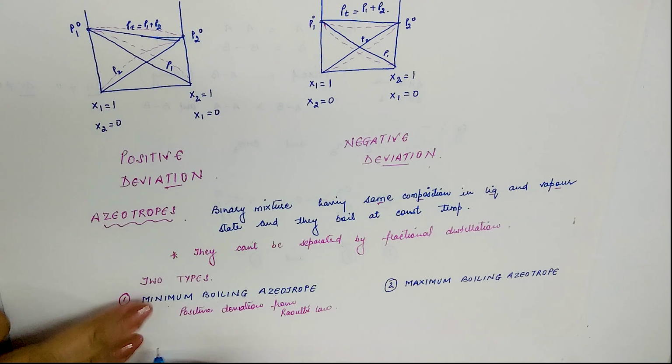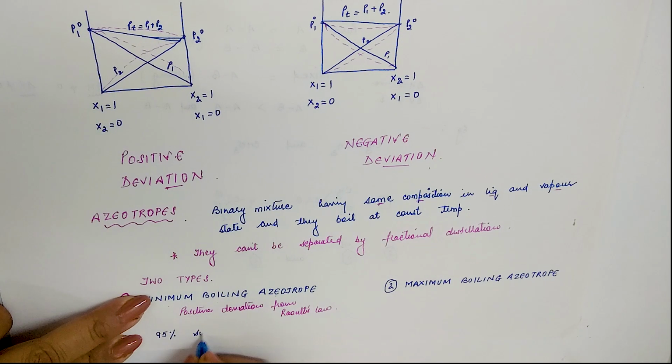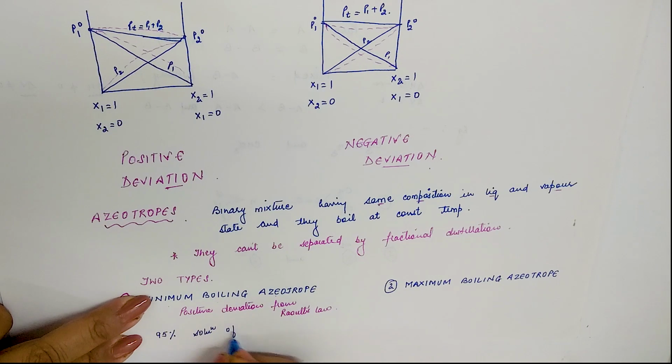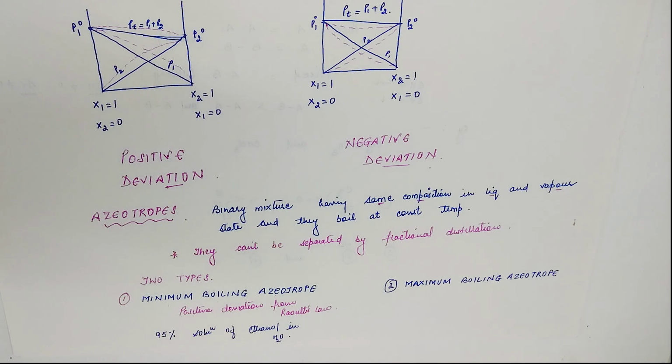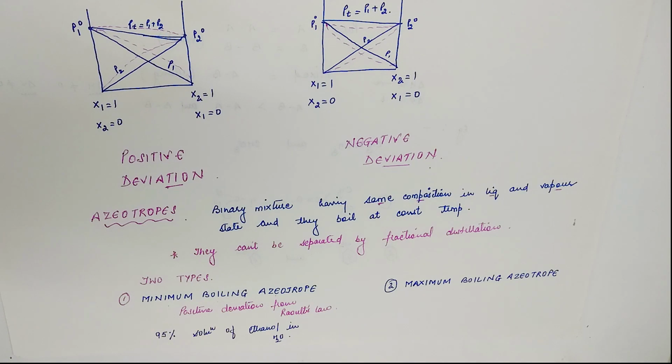Now here I am taking the example of 95% solution of ethanol in water. What does it mean? 95% solution of ethanol in water. You can't separate them. Okay, so this solution in the liquid phase as well as the vapor phase is having the same composition, and it is showing which deviation? The positive deviation from the Raoult's law.